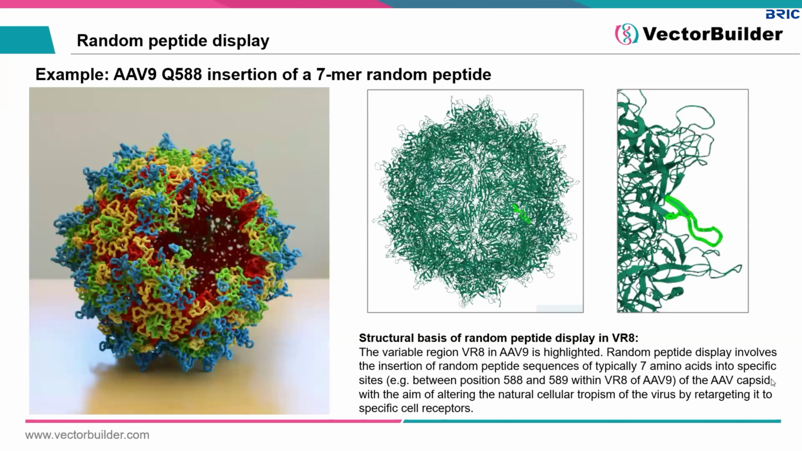So let me give you an example for random peptide display. Let's take AAV9, for example. In this method, random peptides of various lengths are inserted into a variable region of AAV9. In this slide, I am showing that Q588 is the amino acid position for 7-mer random peptide insertion.